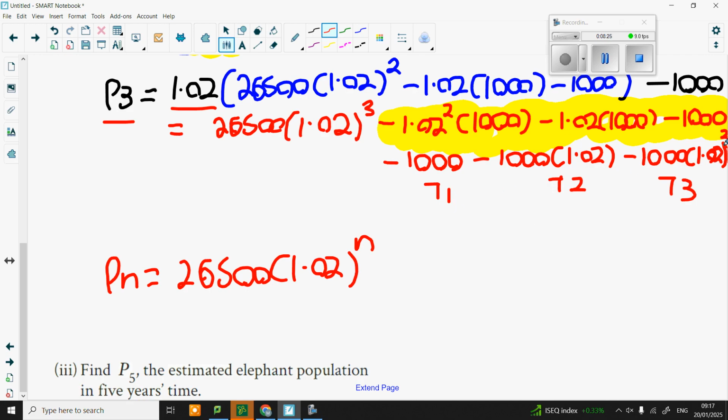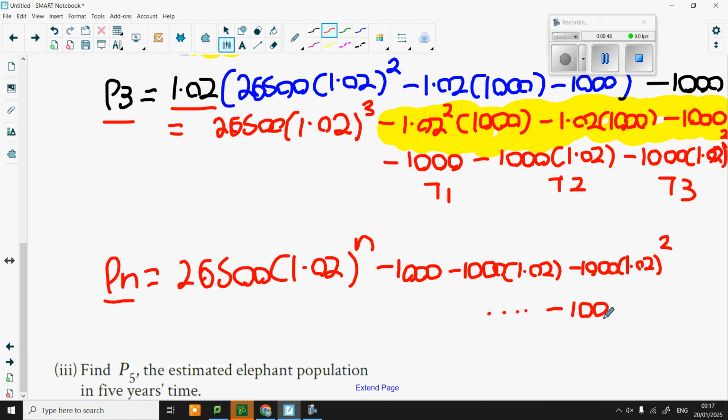I think that would go, see the way it's power 2. I think for Tn or Pn, what happens is I'd have minus 1,000, minus 1,000 1.02, minus 1,000 1.02 squared, yeah? And then it'll be dot dot dot, minus 1,000. Can anybody tell me? N minus 1. Think about it.